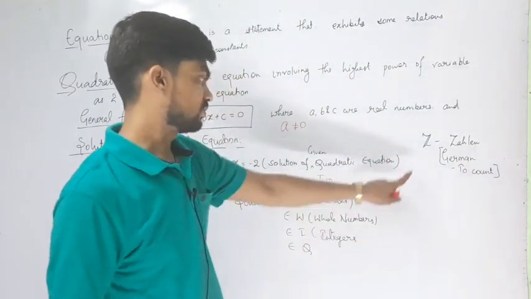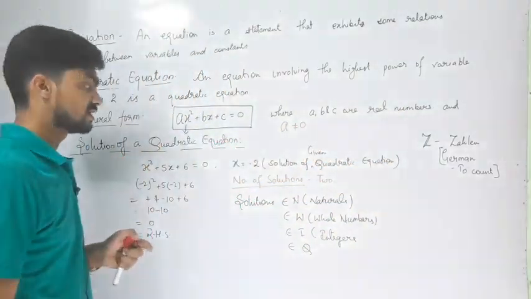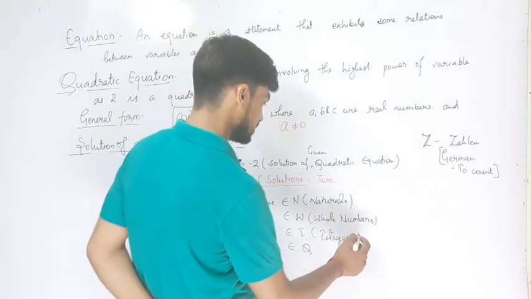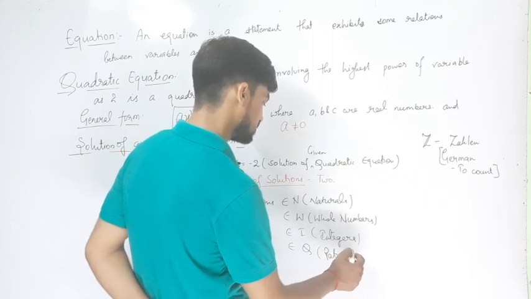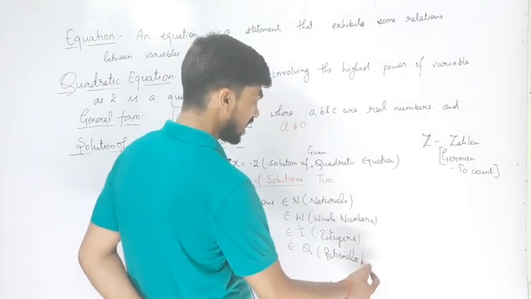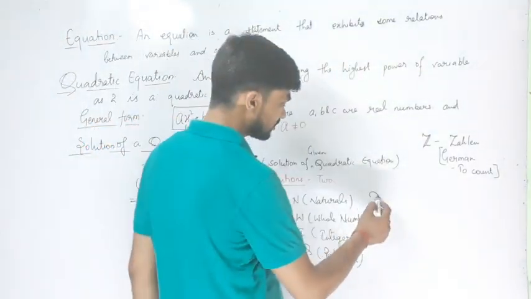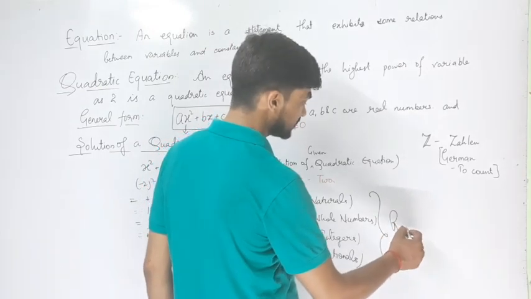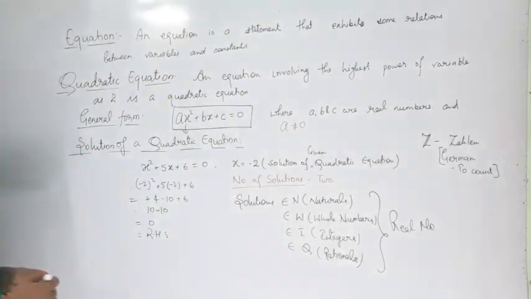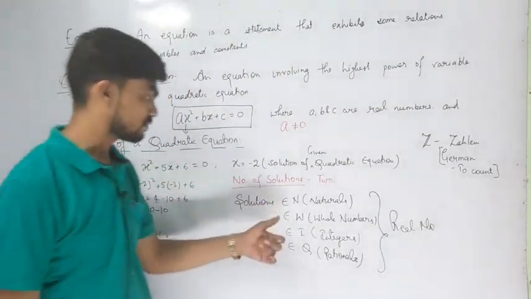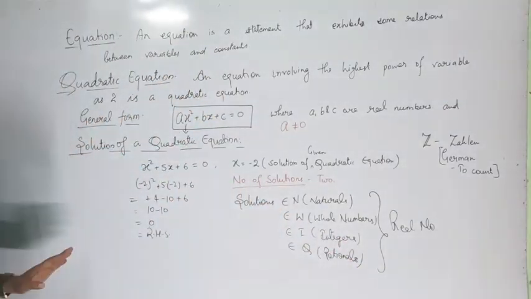Correct? Somewhere you will find this Z as the integers representation, and after this you will see Q as rational numbers. Rational numbers, or rationals, are the numbers which are expressed in the form of p by q, and all these together make real numbers. This you might have been aware of. So this solution can be from the natural number set, from the whole number set, from integers, from rational numbers. So this is the structure we have seen.